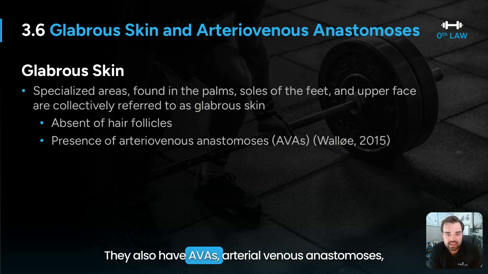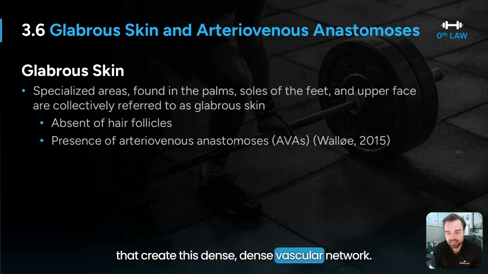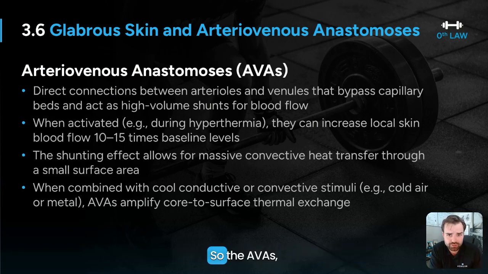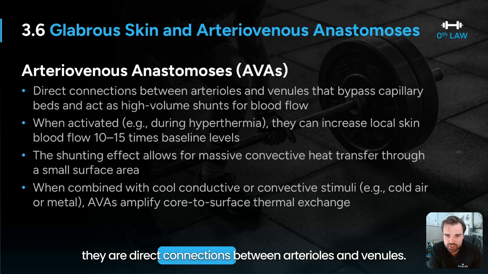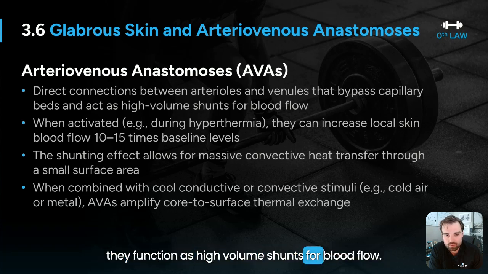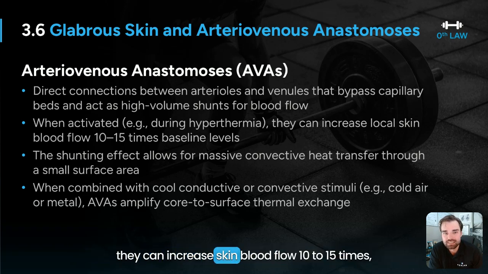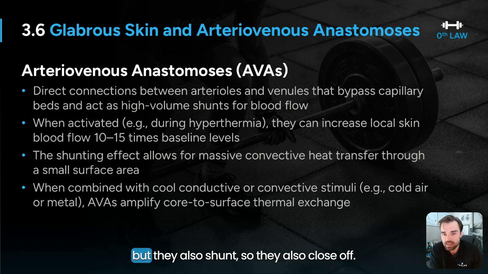They also have AVAs, arteriovenous anastomoses, which are special capillaries that create this dense vasculature network. So the AVAs are direct connections between arterioles and venules. They bypass capillary beds, and they function as high volume shunts for blood flow. So when they are opened up, for example, during hypothermia, they can increase skin blood flow 10 to 15 times. But they also shunt, so they also close off.